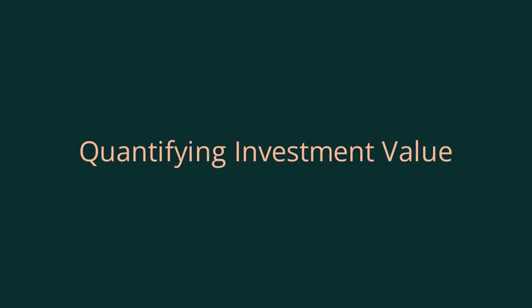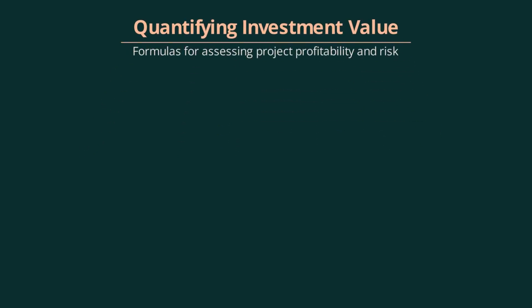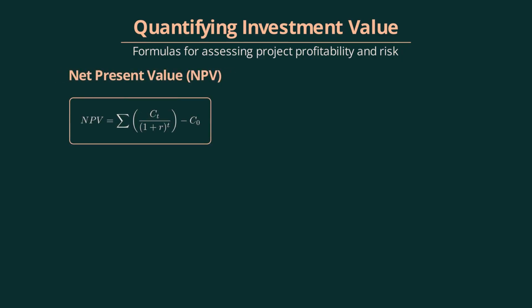Let's quantify investment value by exploring specific formulas that assess project profitability and associated risks. These formulas are vital tools for accurately assessing a project's potential profitability and managing its inherent risks. Our first formula is Net Present Value, or NPV, a core method for evaluating the profitability of an investment. NPV is the sum of cash inflows at time t divided by 1 plus the discount rate r raised to the power t, minus the initial cost.